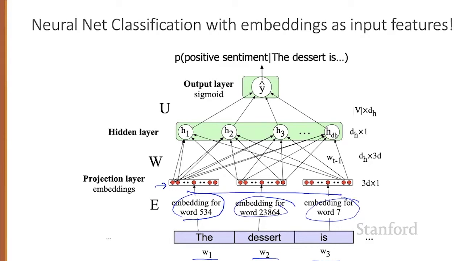And now we have our W matrix. We multiply the embedding values by the W matrix. We get our hidden layer. We have our ReLU or whatever nonlinearity, multiplied by U. And we have our sigmoid at the output, estimating the probability of positive sentiment from those three words, the dessert is.